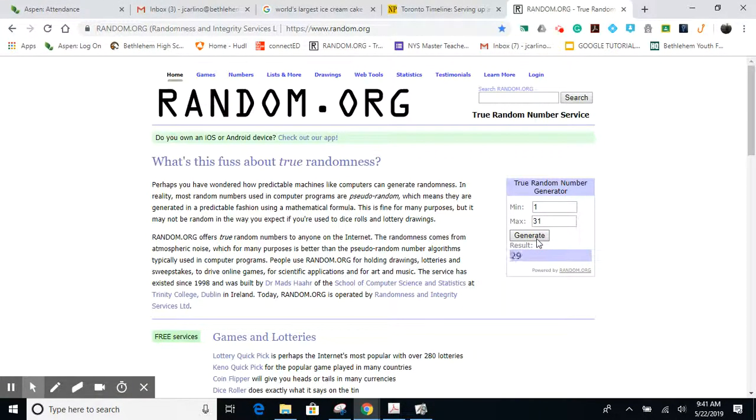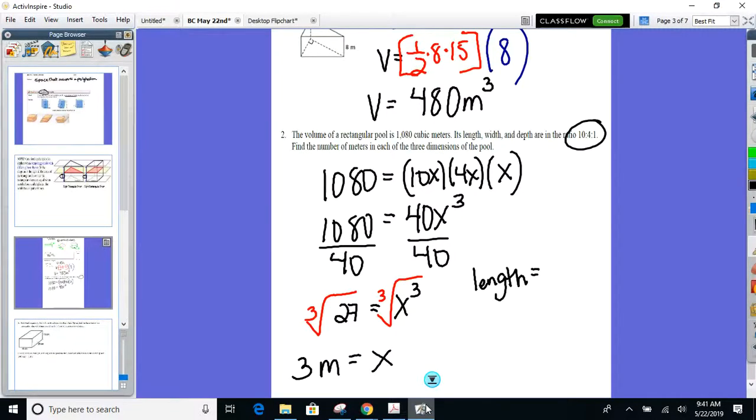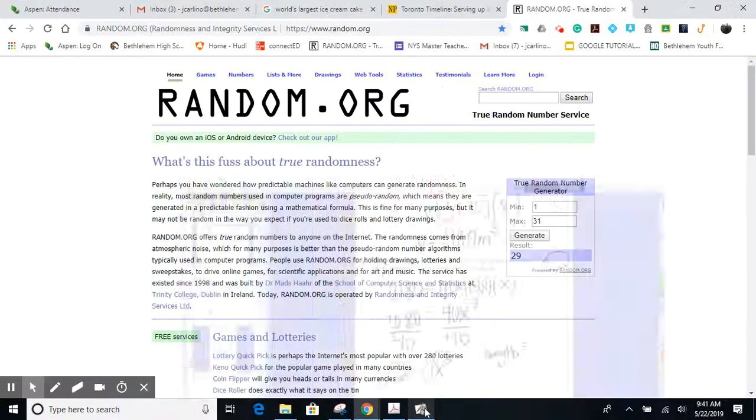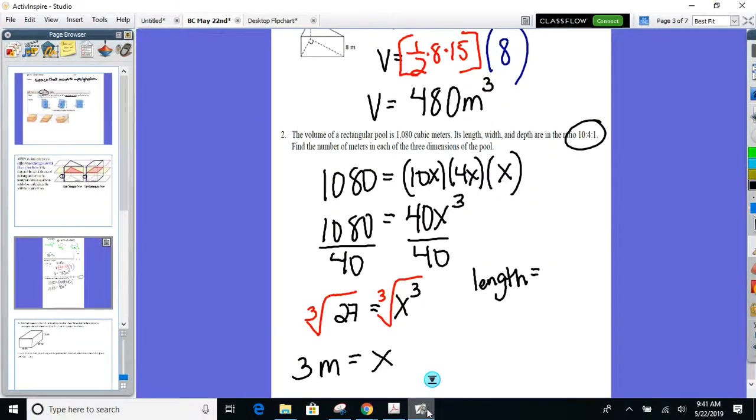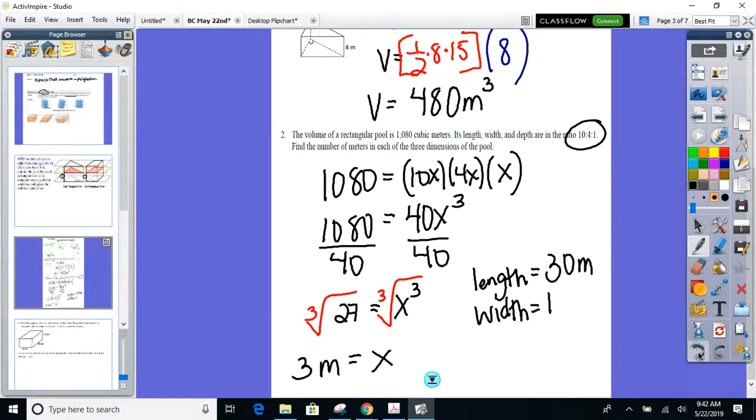Length. Thanks, Dan. The suspense. 30 meters. And how about the width? 12. Thank you.